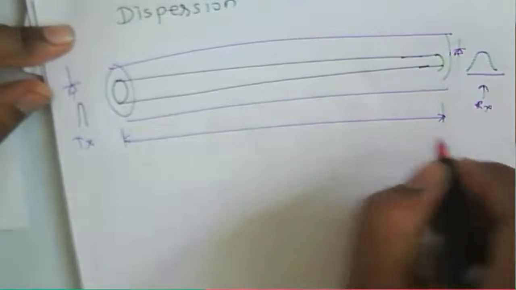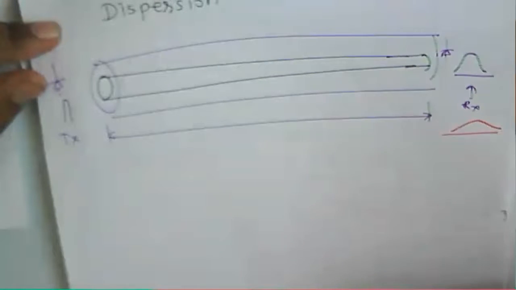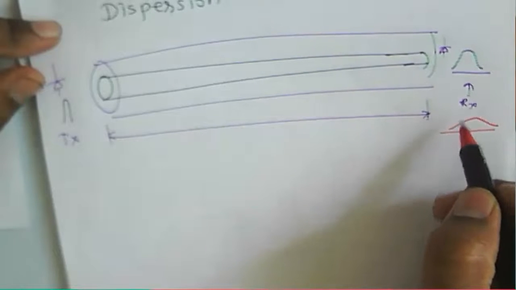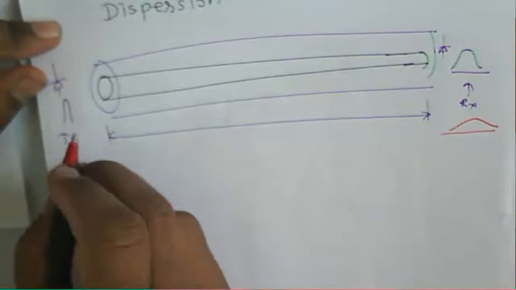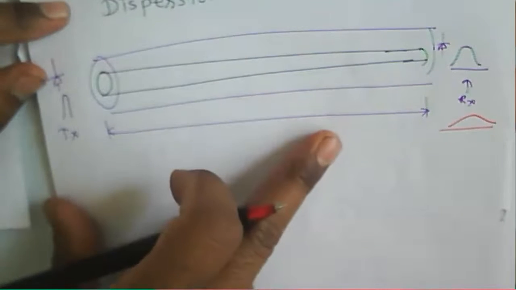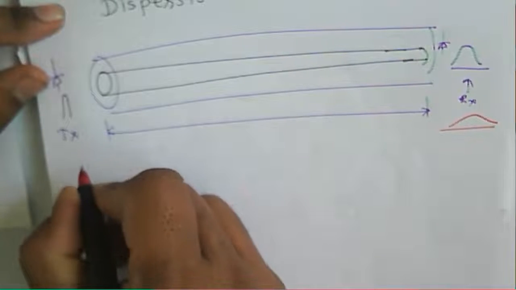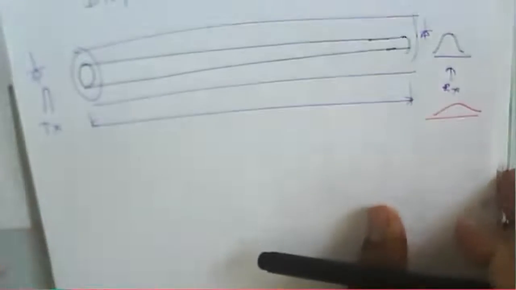If we further increase the length of the fiber, the pulse will be broadened even more and the level reduced. This mechanism of pulse broadening is called dispersion, and it occurs when the pulse travels along the fiber. Now what happens if the pulse is broadening?